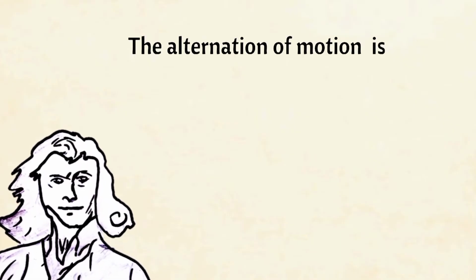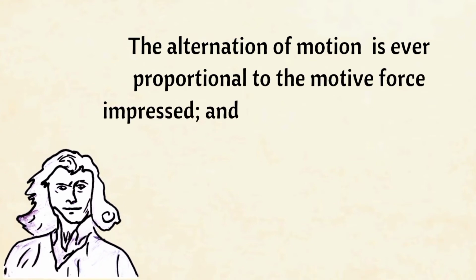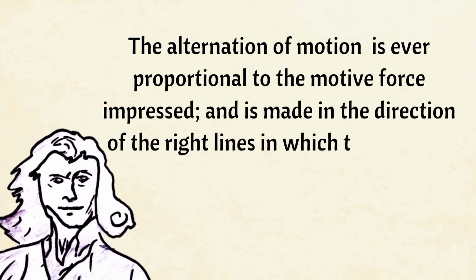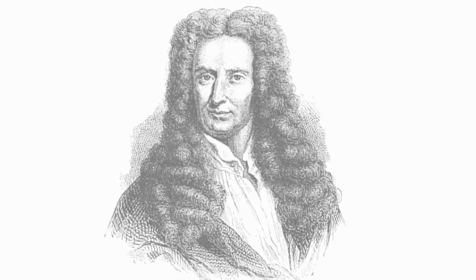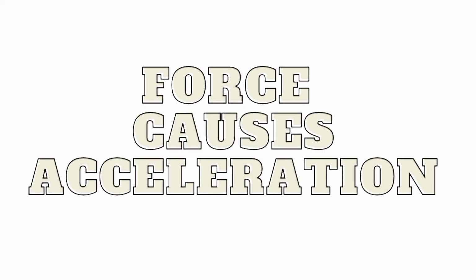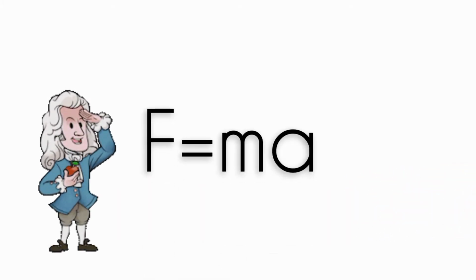Now, the second law. The alteration of motion is ever proportional to the motive force impressed and is made in the direction of the right line in which that force is impressed. In this law, the acceleration of the body is directly proportional to the net force and inversely proportional to the mass. That is, a = F/m, or F = ma. The unit is kilogram meter per second squared, which is named after the great man himself as one Newton. The basic understanding is that force causes acceleration. The mass of the object is constant and the force produces motion of the body. The second law is the most important of all in physics.